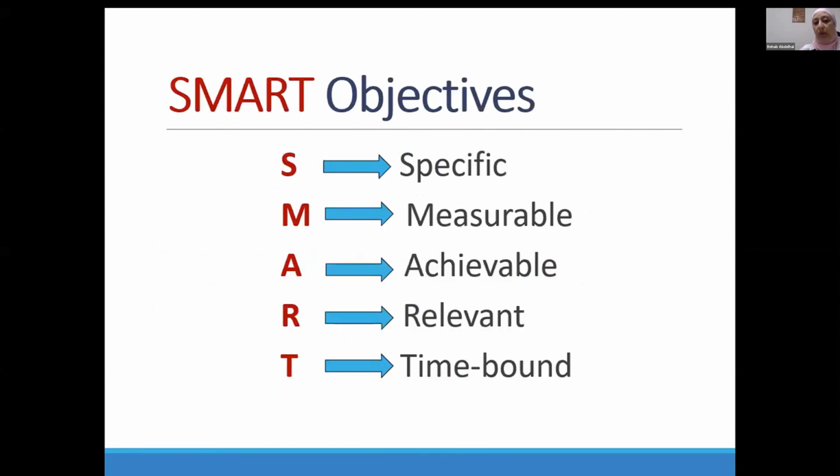Now, a very important way to structure our objectives is that they have to be very smart objectives. They have to be specific. We have to be able to measure these objectives in a way. They should be measurable. We should be able to attain them, and we should be able to achieve these objectives. They should be relevant to our research, and they should be time-bound.